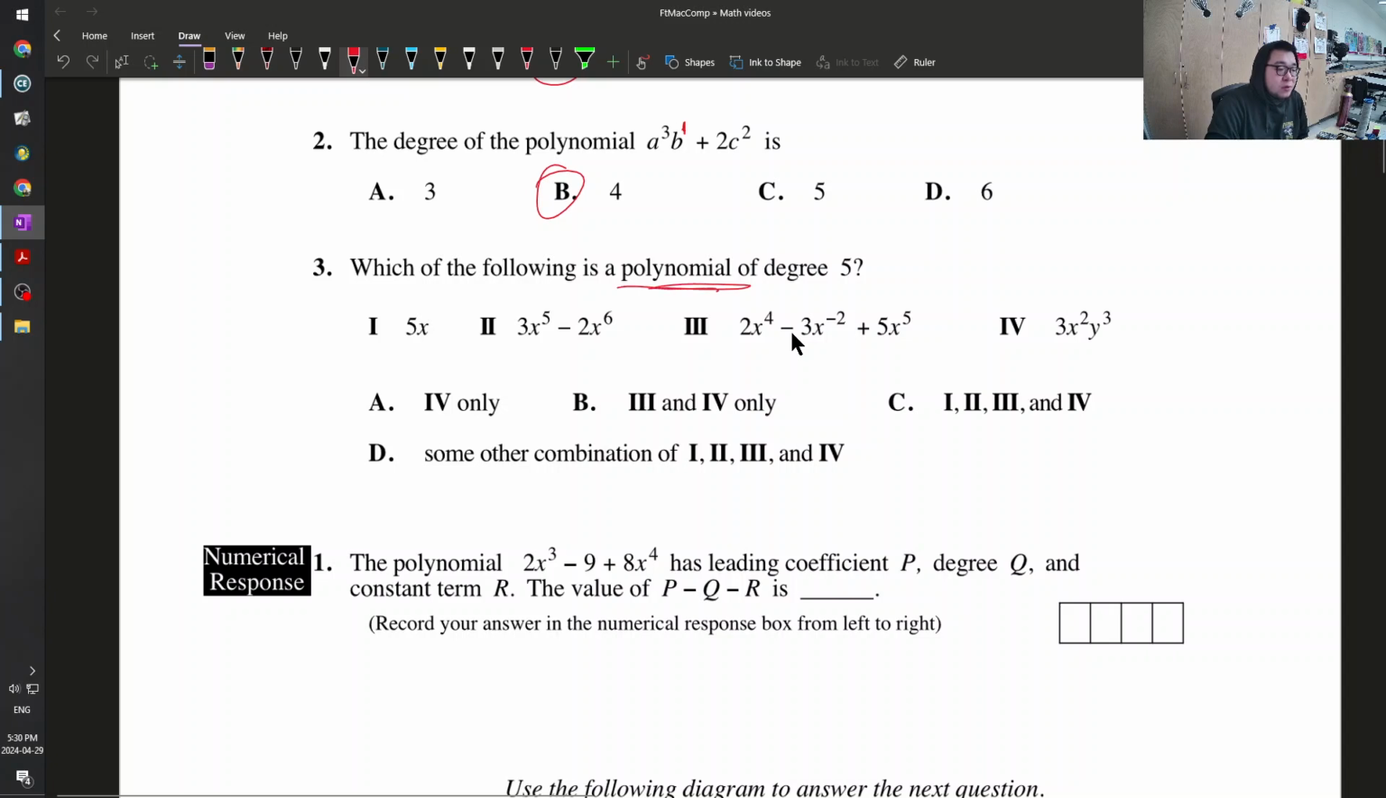So polynomial of degree 5, right? So this is a degree 1. This is a degree 6 because the highest power is 6. This is not a polynomial because negative exponents cannot be in polynomials. 2 plus 3 is 5, so this is a polynomial. Therefore, the answer is A, only 4.